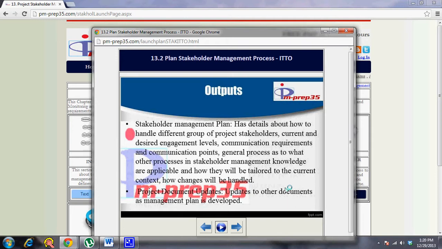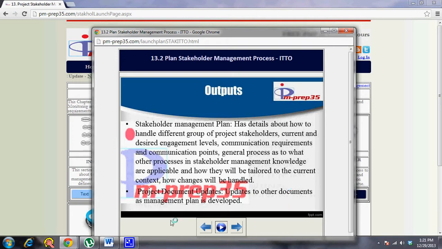So these two points are very common across all the planning or all the subsidiary plan development, wherein you tailor the other processes in the knowledge area and see how changes will be handled, how communication about the changes will be handled. Then the other output is project document updates. Because you are building a plan, you obviously will have impacts to the other objectives. So you can have a risk uncovered, you can have a communication change uncovered. So those might result in project document updates.